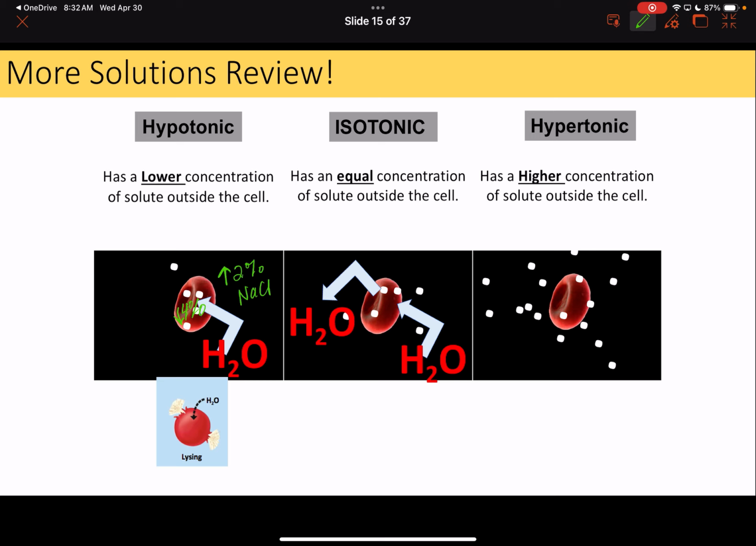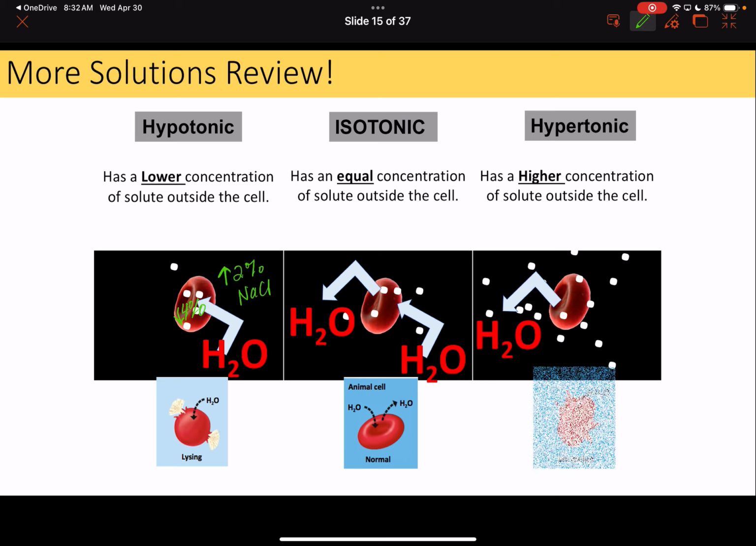With an isotonic solution, would that cell get bigger, smaller, or stay the same? Stay the same. If we're talking about a red blood cell, it's going to maintain that biconcave shape. And with a hypertonic solution, which way is water going to want to move? Out of the cell. And what's going to happen to that cell? It's going to shrivel, or you can say shrink, you can say crenate. All of those terms mean the same thing. Water is going to go out of the cell to try to dilute that higher concentration outside the cell.